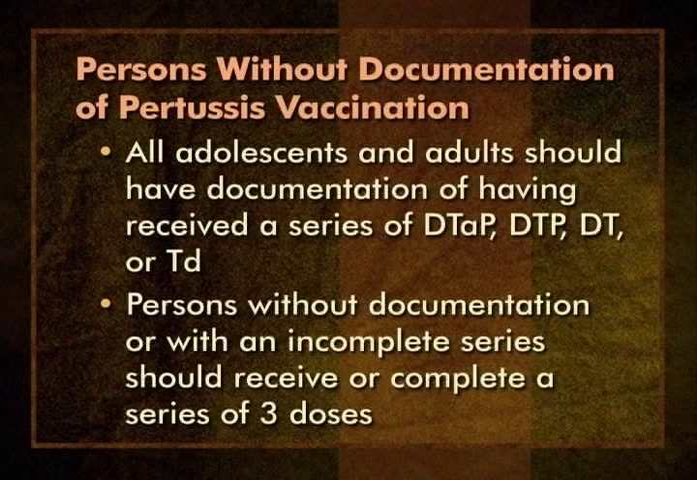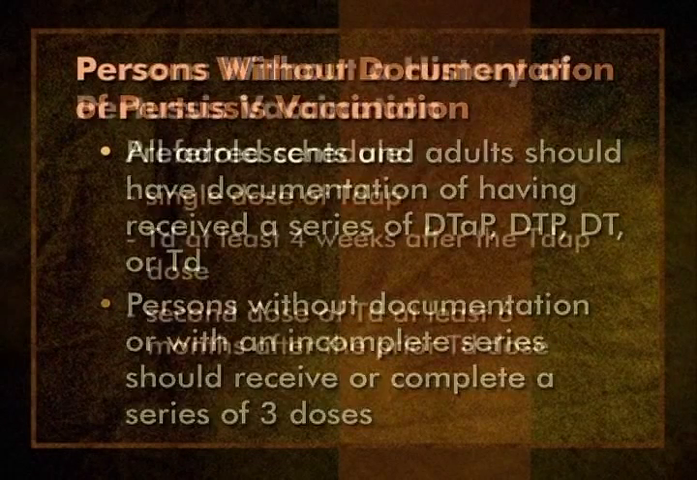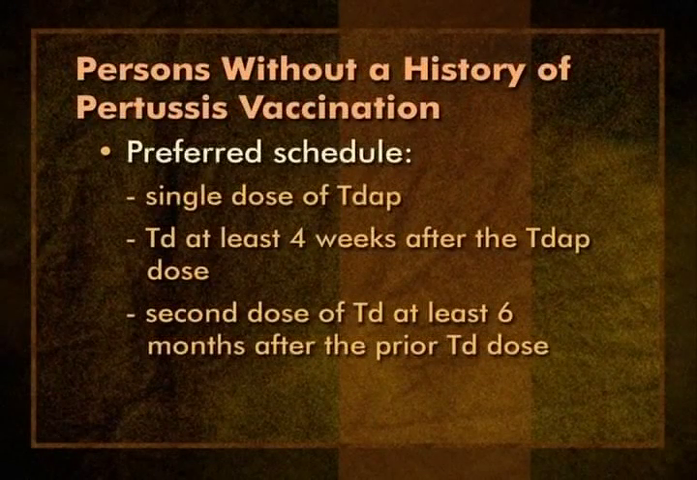All adolescents and adults should have documentation of having received an age-appropriate series of pediatric DTaP, DTP, DT, or adult Td. Persons without documentation of this or with an incomplete series should receive or complete a series of three doses. The preferred schedule for persons without documentation is a single dose of Tdap, followed by a dose of Td at least 4 weeks later, and a second dose of Td at least 6 months after the prior Td dose.